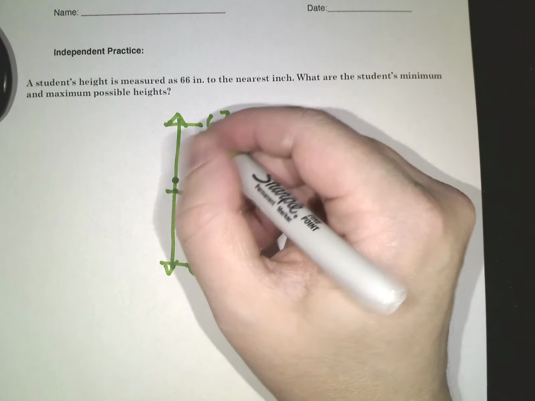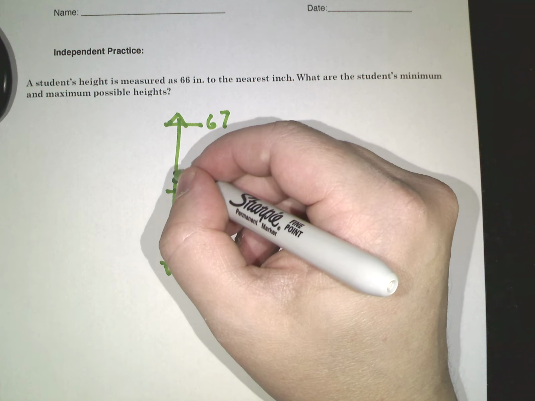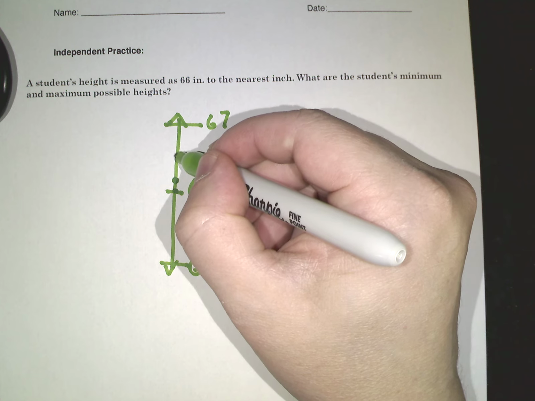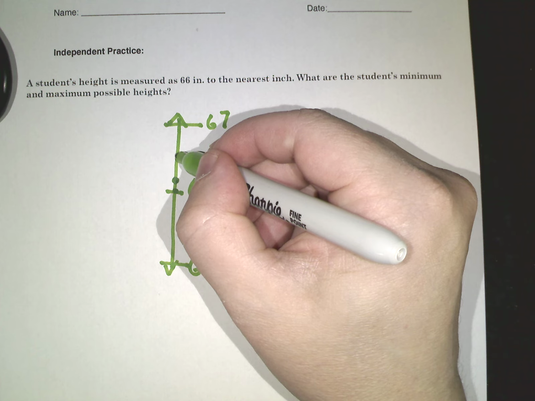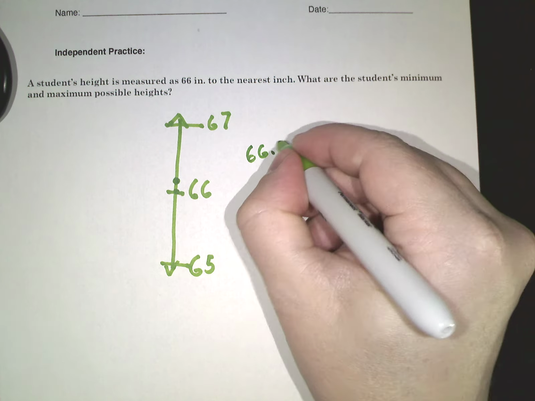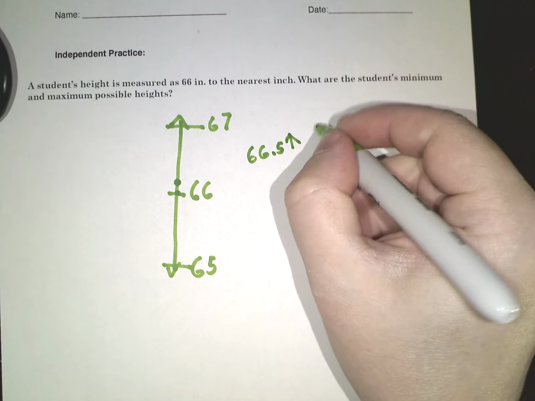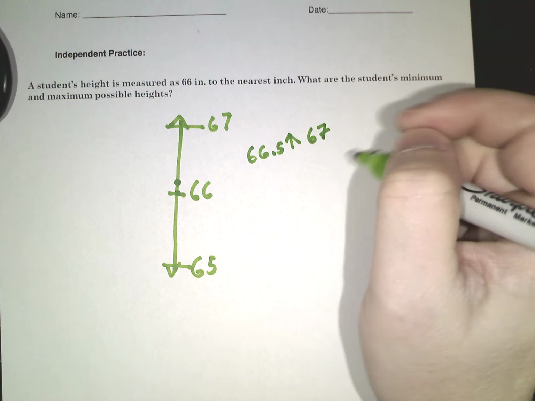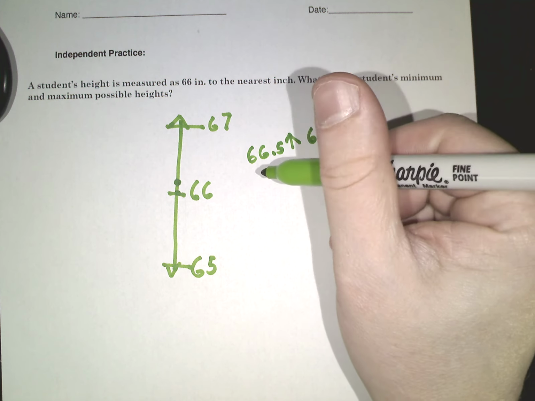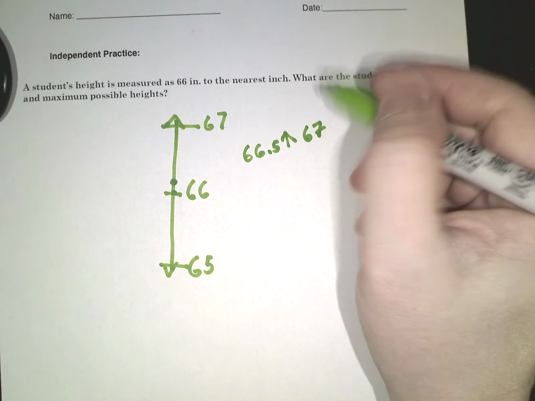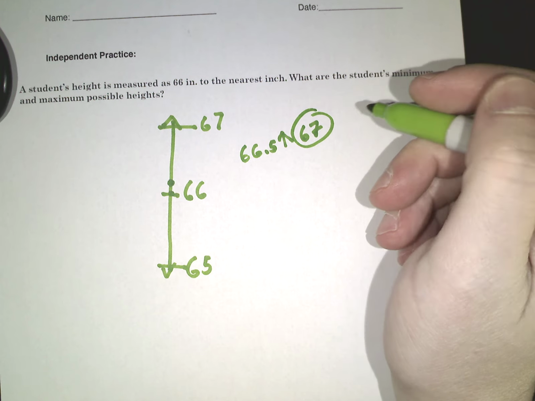Now, at what point do you make it 67? Well, you can keep going up and up and up, and you get to this point, 66.5. If I see something as 66.5, I can round that up to 67. So if someone was 66.5 inches, and we round it to the nearest inch, we could say that person is 67 inches.